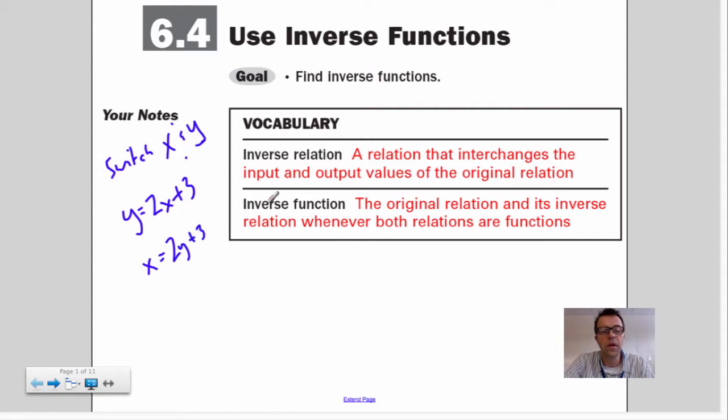Pretty awesome. The inverse function, well, that's exactly the key here: is it a function? Is the inverse also a function, or is the original a function? So the original relation and its inverse relation were both functions.